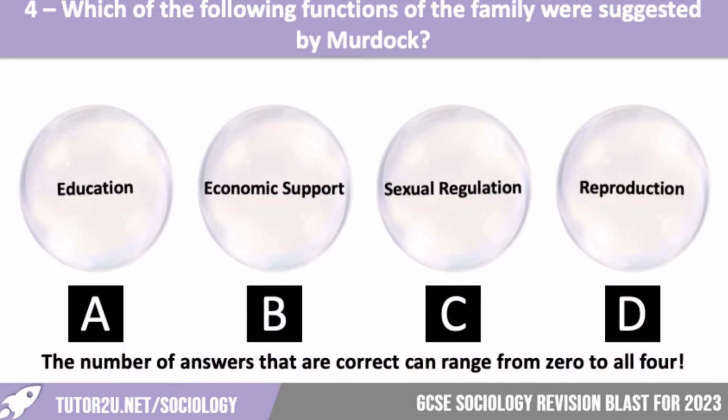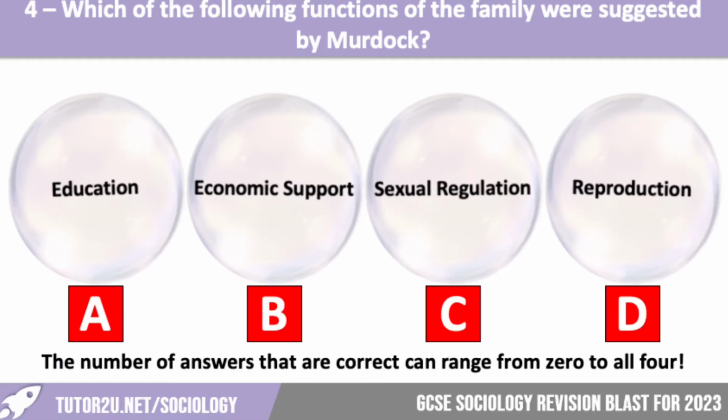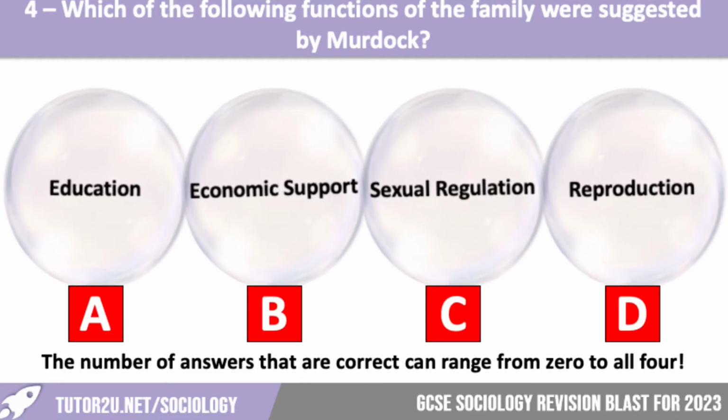Which of the following functions of the family were suggested by Murdoch? Education, economic support, sexual regulation, reproduction. So again, remember, there can be 0 right up to all 4 correct. Let's reveal the answer. So they are all his 4 universal functions of the family.